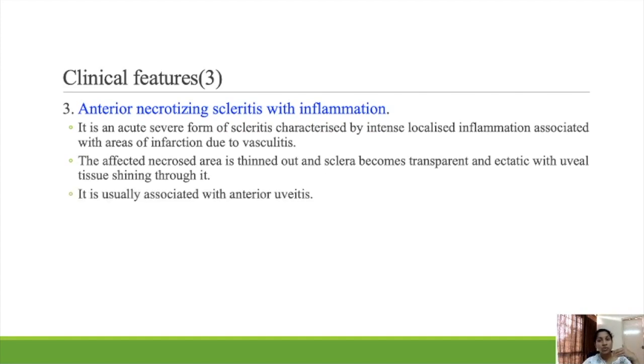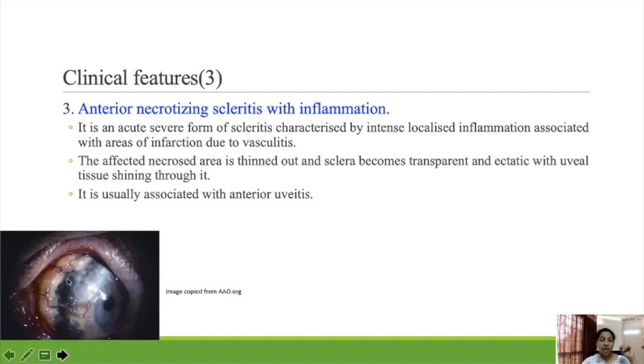It is usually associated with anterior uveitis. So the eye looks like this. Here you can see the sclera has become very thin and these black portions are the underlying uveal tract. So this is anterior necrotizing scleritis with inflammation.